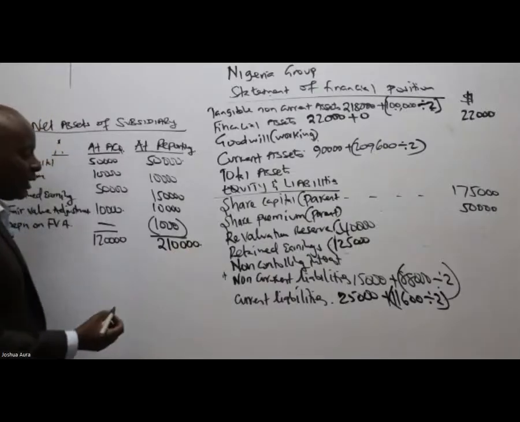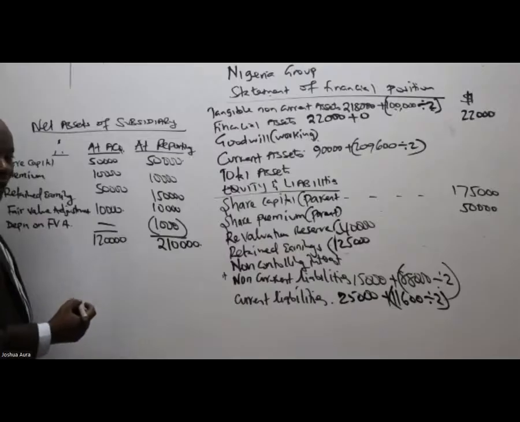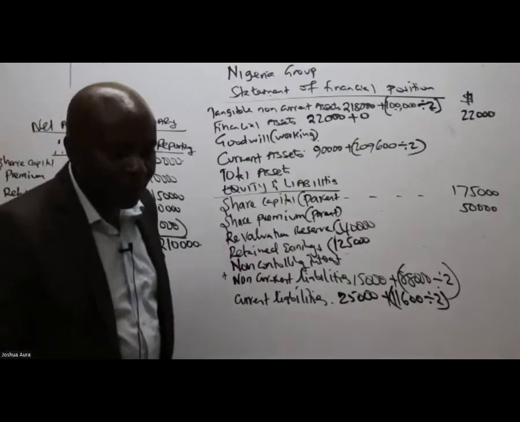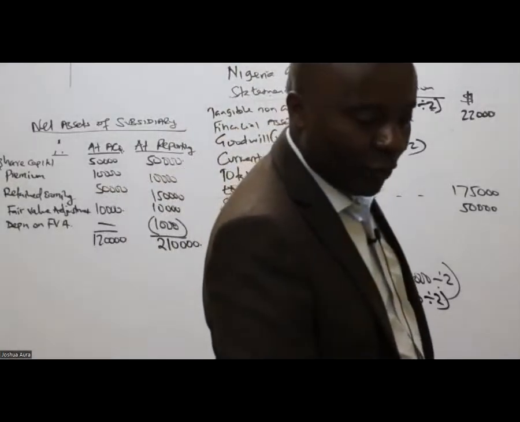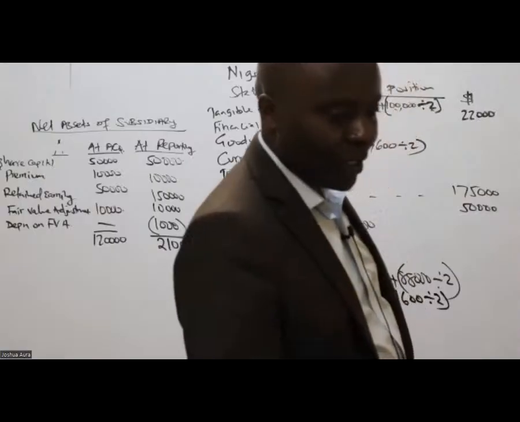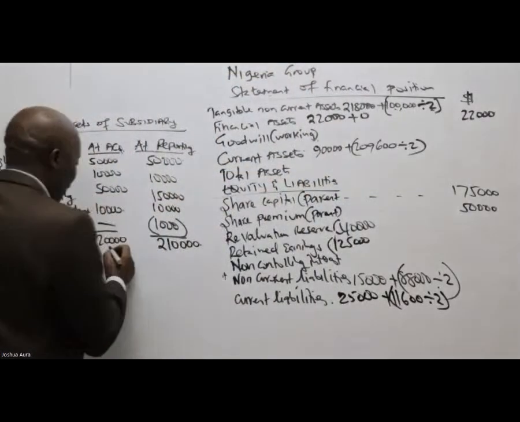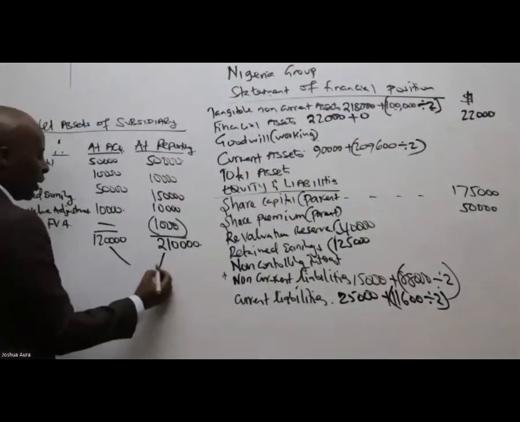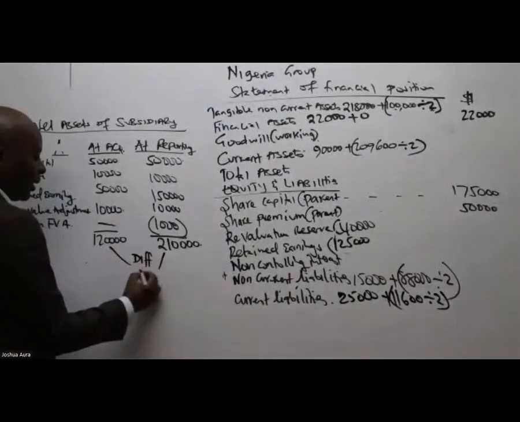So do we have a difference between the two? What is the difference between the two? 90,000. The difference between the two is 90,000. So when you get the difference here, it is 90,000.